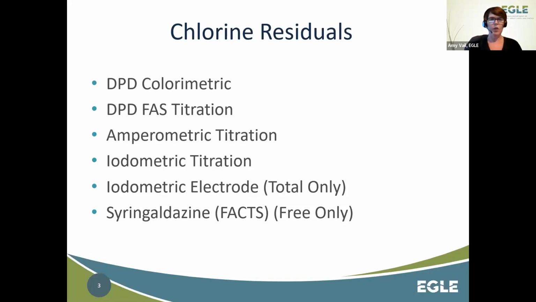Sometimes you're using a pH meter with that one. Iodometric methods are using iodine as your main part in the test that you're doing. There's a titration and electrode method. The electrode method is only for total chlorine. And then there is the FACTS, which is the shortened term, and that is using a different type of chemical that's listed down there. I'm not even going to butcher it. And that is only looking for free chlorine. But I'm pretty much going to focus on the DPD colorimetric method because I would say probably 95% of you will be using that one.